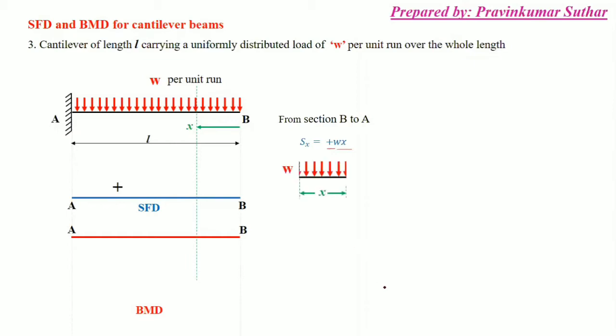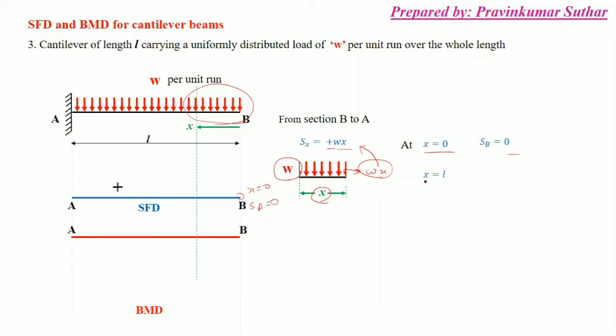Because of the loading diagram, as you can see, this is the section for the loading diagram. In this, this is small w and this is x. So the area of this rectangle is simply wx, which is equal to the shear force. And after putting the value x is equal to 0, the value of shear force at point B, as x is equal to 0, so SB will be equal to 0.